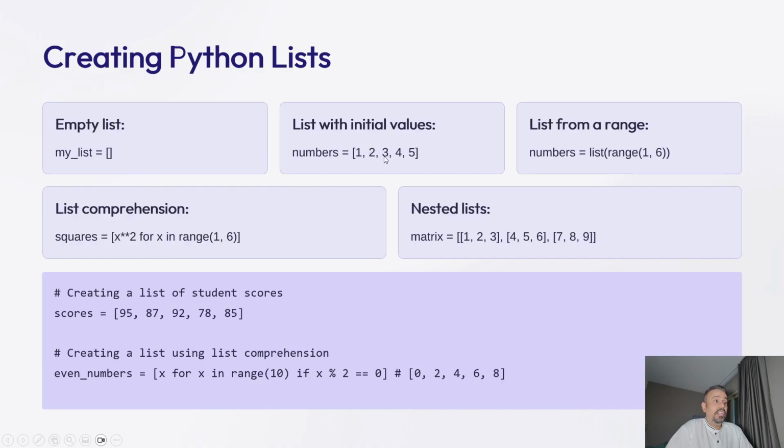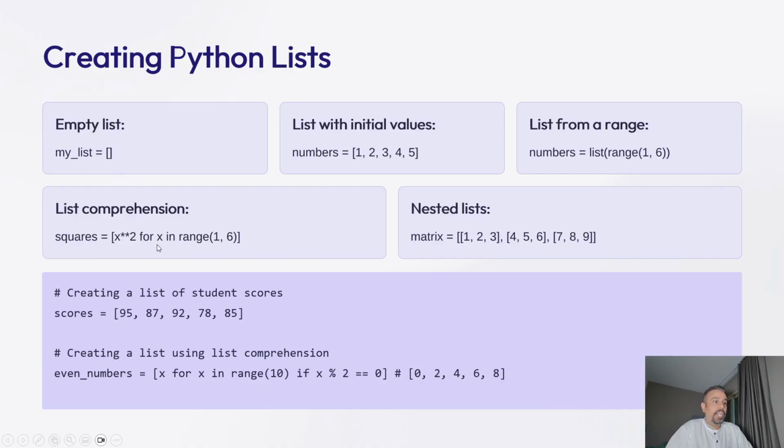You can convert other sequences like a range into a list. So over here, we are creating a list by calling the function itself. We are saying list range 1 to 6. It is going to create a list with the values of range 1 to 6. Or you can use list comprehensions. So this is a list comprehension. You can also use a list comprehension to create the values of the list that you want.